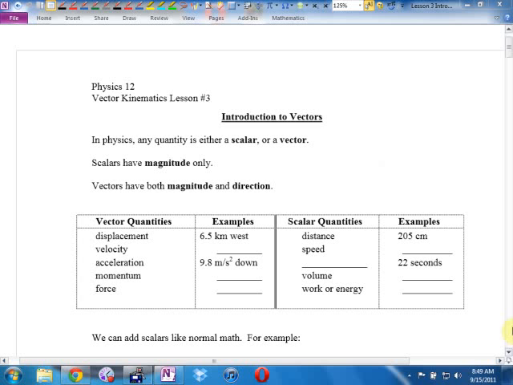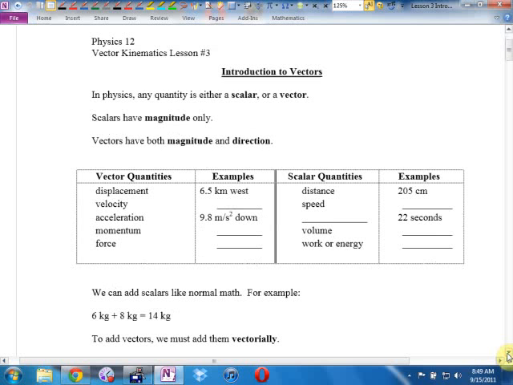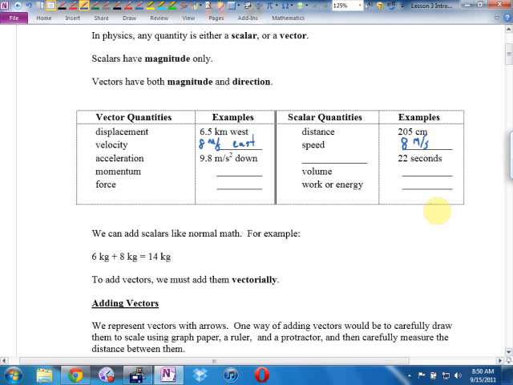Some vector quantities: displacement, for example, 6.5 kilometers west. The scalar equivalent of displacement is distance, 205 centimeters. Velocity is a vector, for example, 8 meters per second east. Sorry for the sneeze online there. Speed is the scalar, 8 meters per second. Just making up examples. Acceleration, 9.8 meters per second squared down. Often we would just put a negative there.